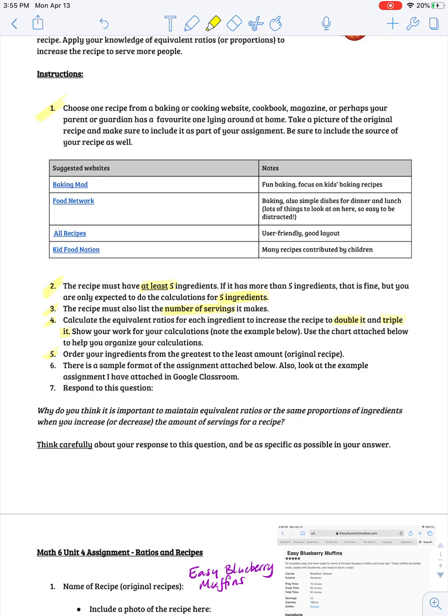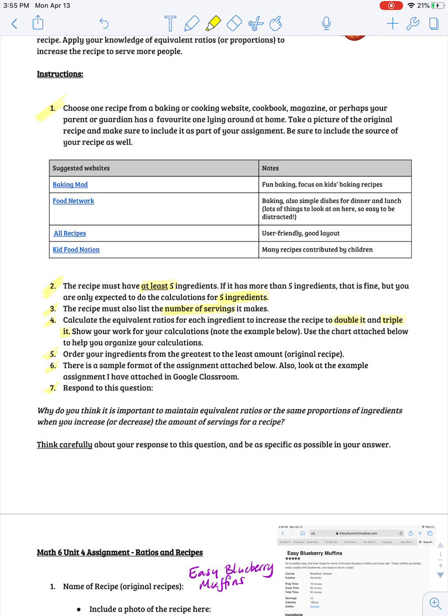Number 5, you need to order your ingredients from the greatest to the least amount. So that's just getting you to order, again, improper fractions, mixed numbers, and ratios. So that's good practice to do that. Number 6, there is a sample format of the assignment attached below, and I will go over this with you in the video. And I will attach the entire example assignment into Google Classroom.